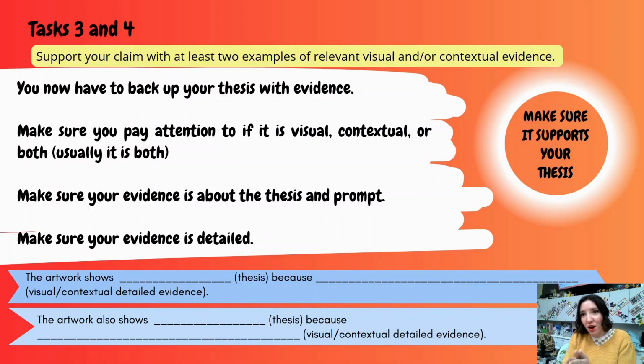So tasks 3 and 4 are about your thesis. So you can use some fill in the blank sentence starters, like the artwork shows, and then restate part of your thesis. You don't have to restate the whole thing. You already wrote the whole thing. So the artwork shows blank because blank, and then you provide the evidence. And then you do it a second time because it's 2 examples, 2 task points. So that's why I have it listed there twice. Make sure it ties to your thesis. Make sure you pay attention to whether it says visual, contextual, or that little nice and or.